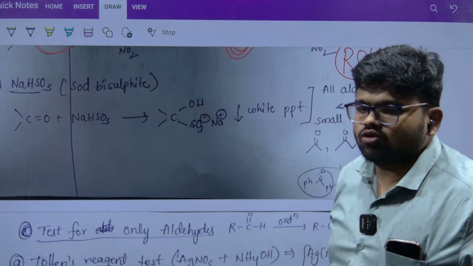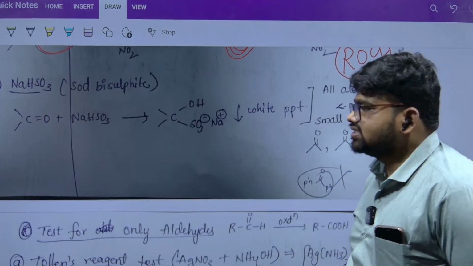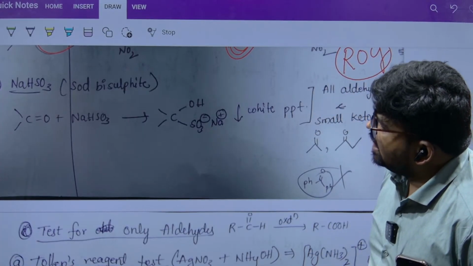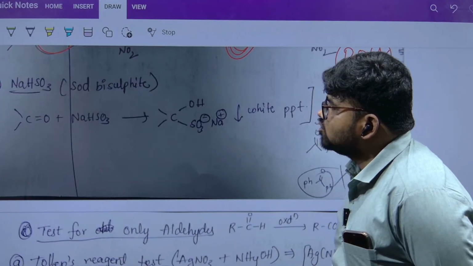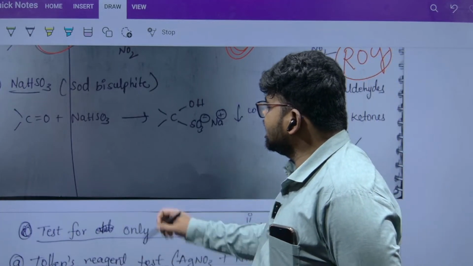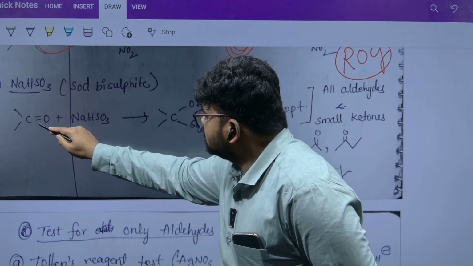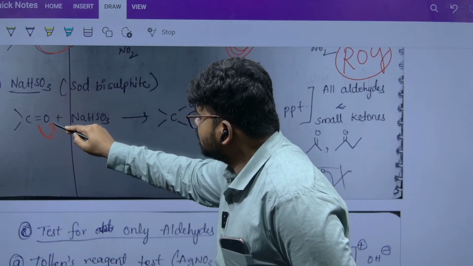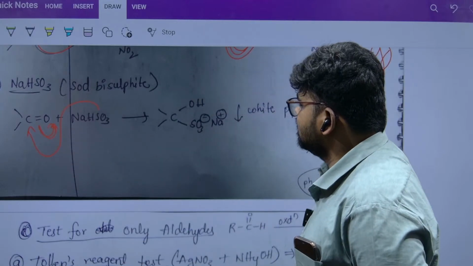And the next one is sodium bisulfite. Sulfite means H2SO3, this is nothing but sodium bisulfite. Sodium bisulfite again gives the same acidic reaction with C double bond O. This particular bond will be broken, and this SO3 and H will be attached here.